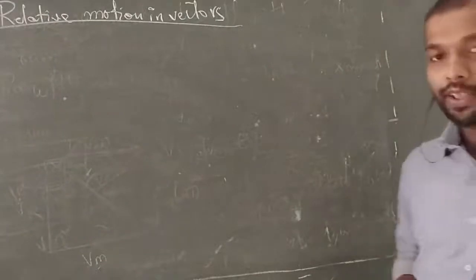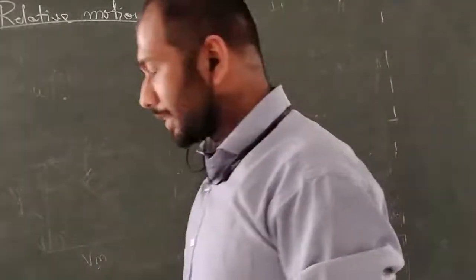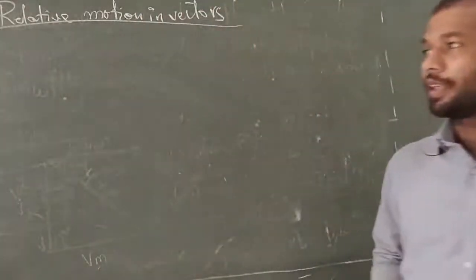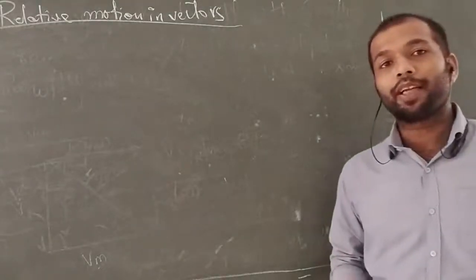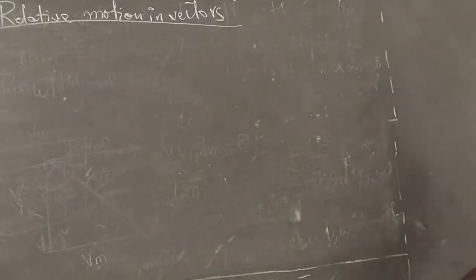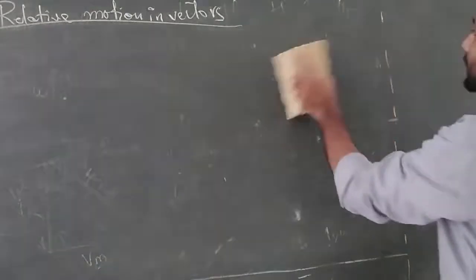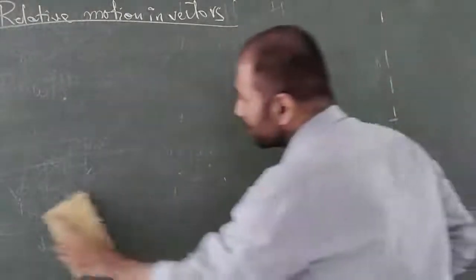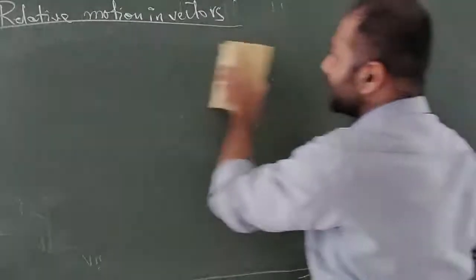So in the last session we covered straight line motion, and that was the relative motion with respect to that topic. Today we will see the relative motion in the vectors part. The same topic is available in the book with the name relative motion in a plane.